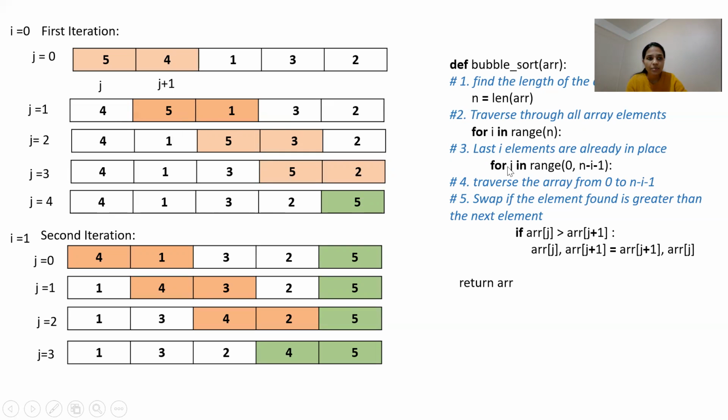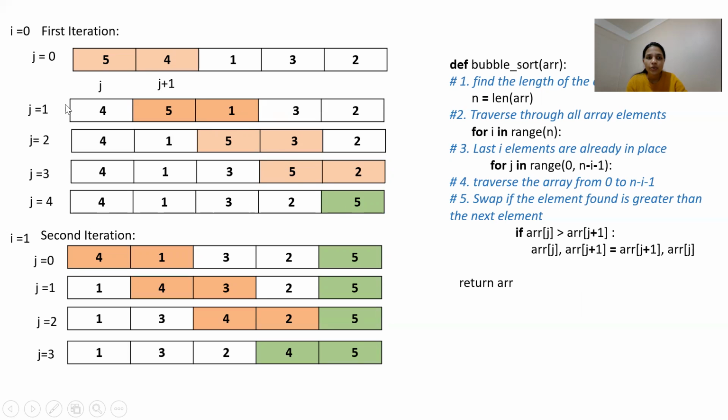Next, my j is incremented to 2, and I check 5 is greater than 3. Yes, 5 is greater than 3, so here a swapping happens. Once that is done, j is incremented to 3 now. So now 5 is greater than 2, the condition becomes true, and here we do the swapping. After my first iteration, you can see the largest element is at the end of my list. After iteration 1, my first element is in its position.